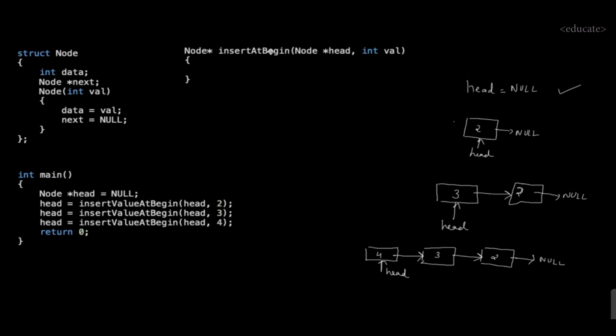Now this is the insert at begin function, which takes head and value as input arguments and returns the pointer to the new head. So before looking at the implementation of this function, I suggest you pause this video and first try to implement it by yourself, then look at the code.